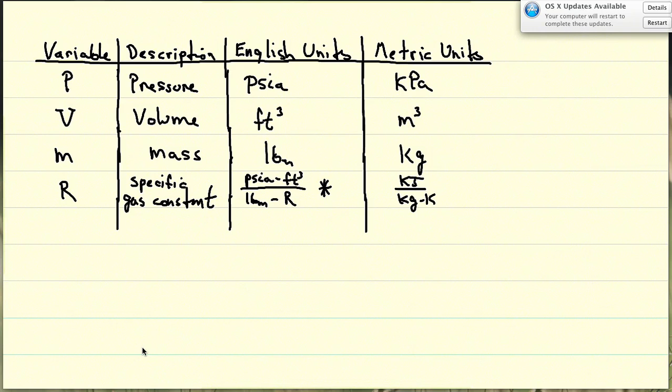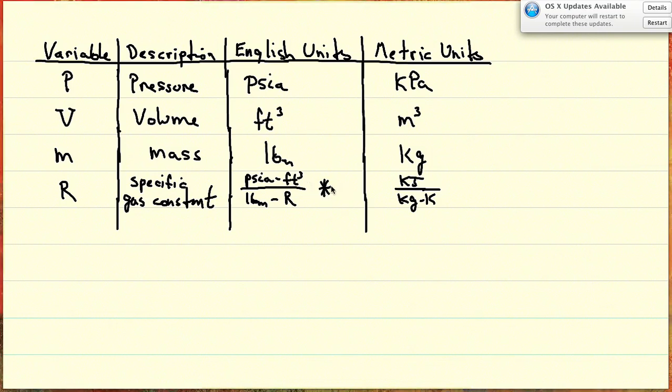Now you'll notice that the metric units have units of energy in the numerator, and the English units have PSIA cubic feet in the numerator. That, believe it or not, is also an energy unit. The reason we write the gas constant in metric units in terms of kilojoules is because a kPa cubic meter is equal to a kilojoule. But a PSIA cubic foot is not equal to 1 BTU.